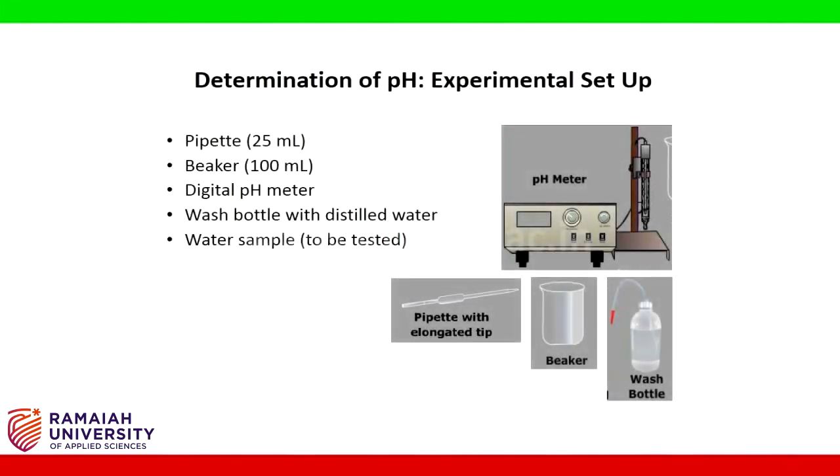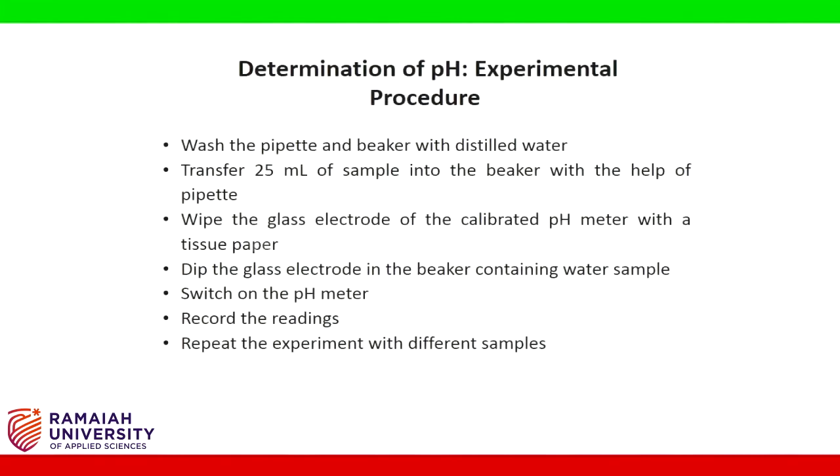Experimental setup: pipette 25 ml, beaker 100 ml, digital pH meter, wash bottle with distilled water, water sample to be tested. Experimental procedure: wash the pipette and beaker with distilled water. Transfer 25 ml of sample into the beaker with the help of pipette. Wipe the glass electrode of the calibrated pH meter with a tissue paper. Dip the glass electrode in the beaker containing water sample.